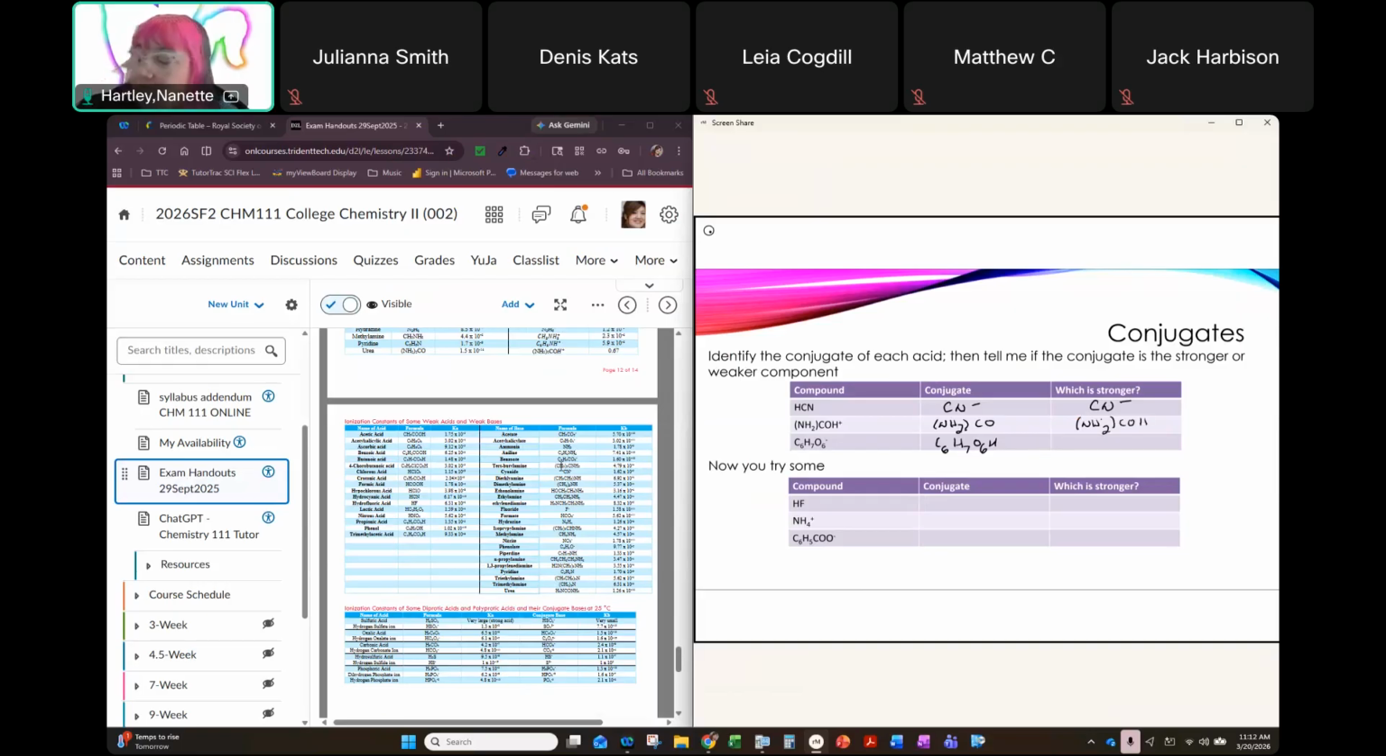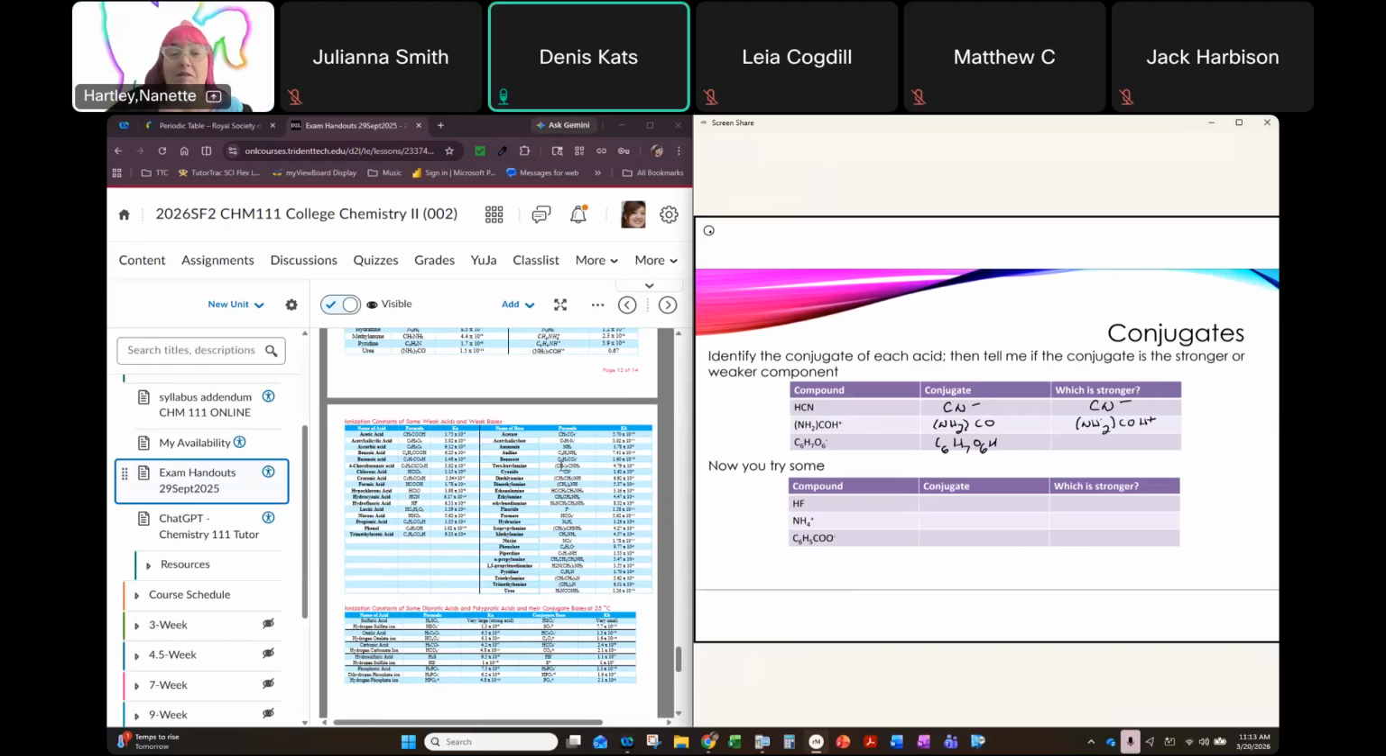NH2COH plus. And what we mean by that stronger component is it's the one that's more likely to react with something, whether that be water or something else. Okay, so it's the thing that is the most reactive in that beaker.